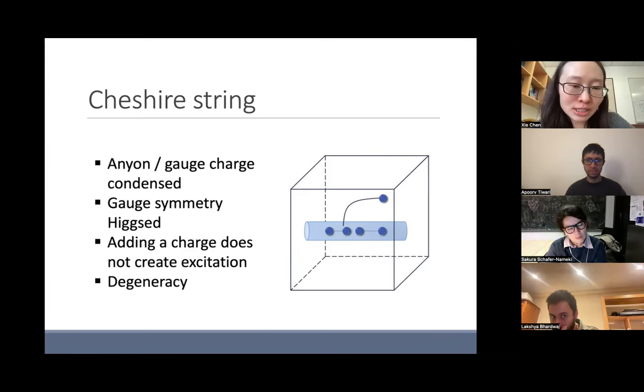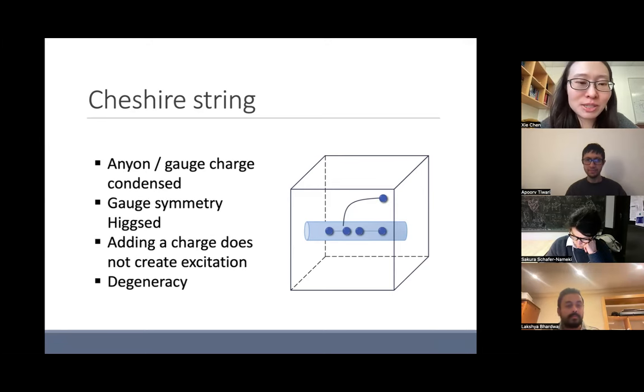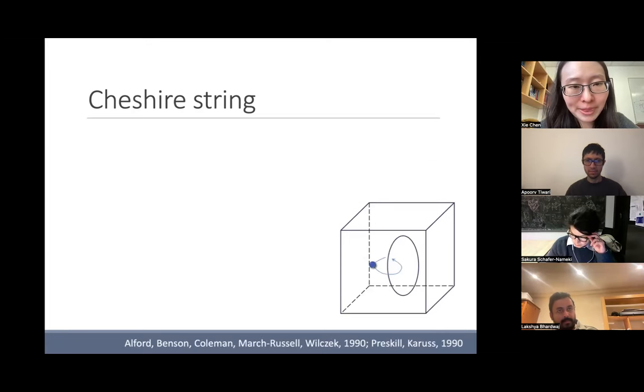And of course, adding one charge to the condensate does take it to a different state, because originally we had a superposition of even particle configurations. And if we add one charge, we'll have a superposition of odd number of particle configurations. But this just means that these two are degenerate and they correspond to the symmetry breaking degeneracy that we can have in an ungauged system.